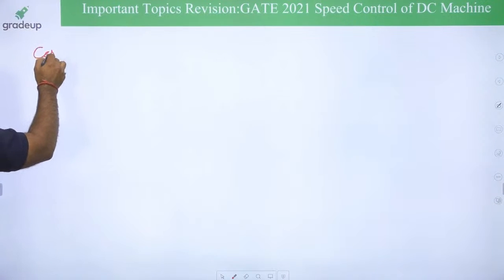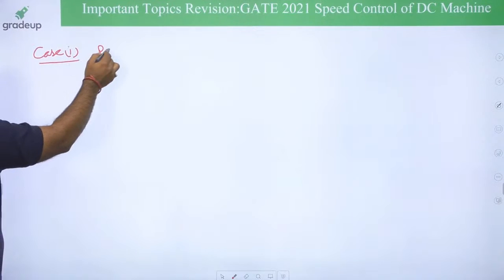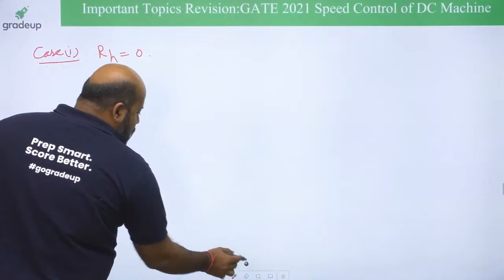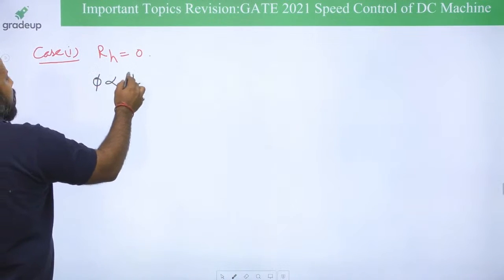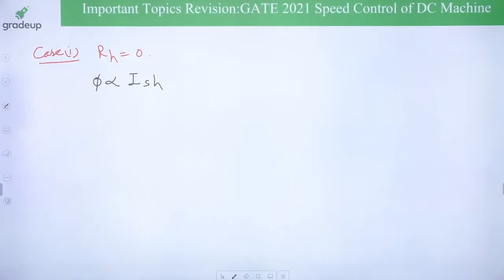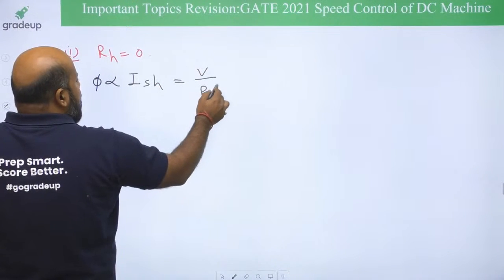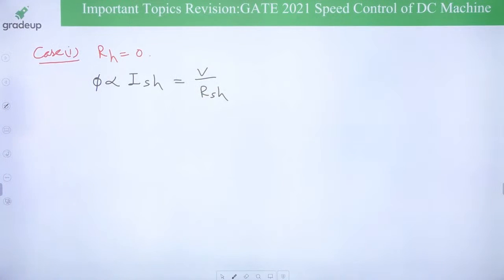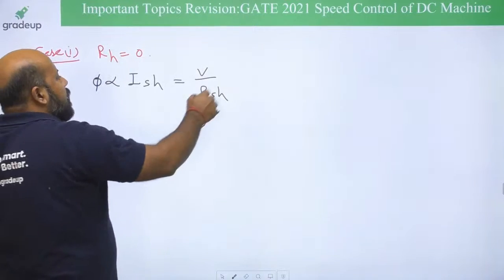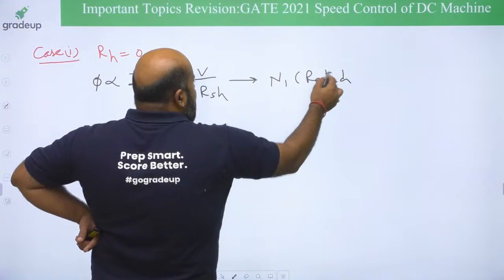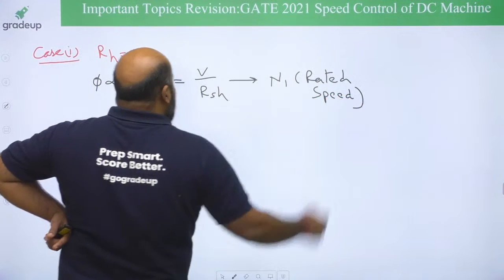Now let us try to understand. Suppose case 1, when R rheostat is 0. When R rheostat is 0, the flux is going to be directly proportional to the shunt field current. Shunt field current for the DC shunt motor is going to be V divided by RSH. Are you getting this or not? Clear? Now suppose for this flux, this shunt field current, you are getting the speed N1 and we are assuming that this is the rated speed.